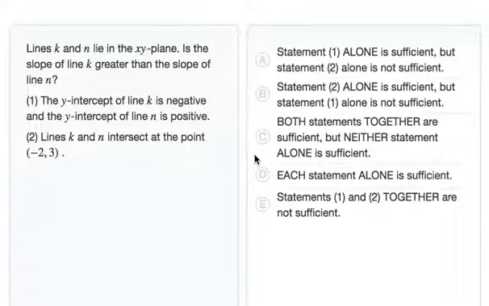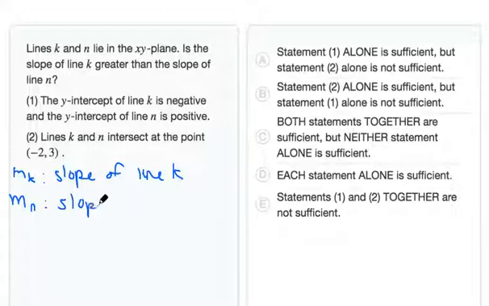To solve this data sufficiency question, we'll consider each statement separately first and then together if needed. Before the statements, let's define some variables so we can reference the slopes a little bit easier. Let's call m sub k the slope of line k, and then we'll call m sub n the slope of line n.